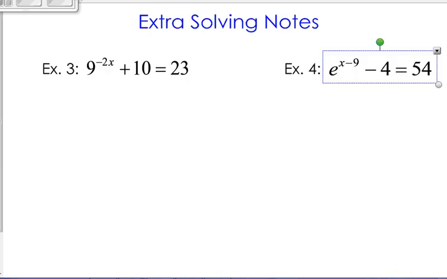Okay, again, I have about 8 examples here. If there's a certain type that you are struggling on, just fast forward the video to find that type of example.